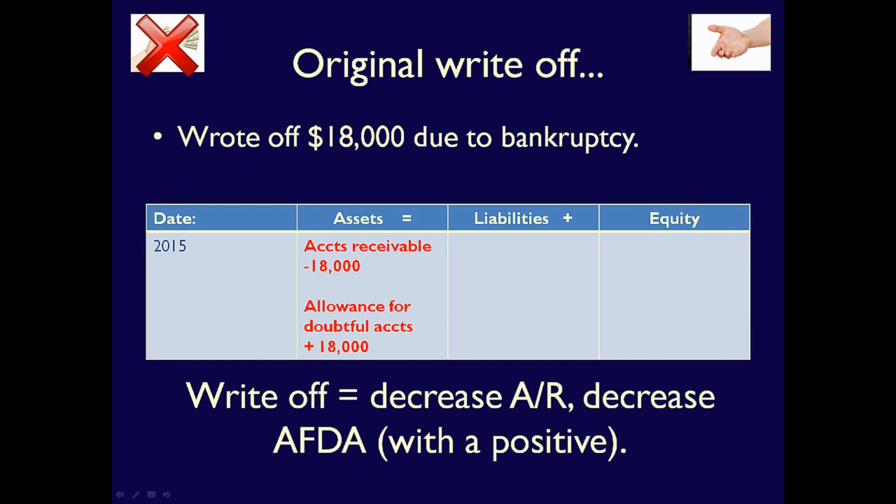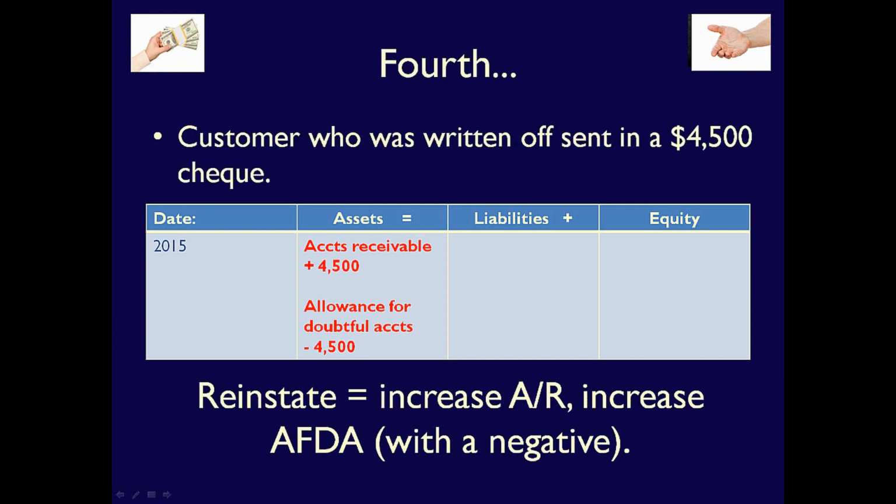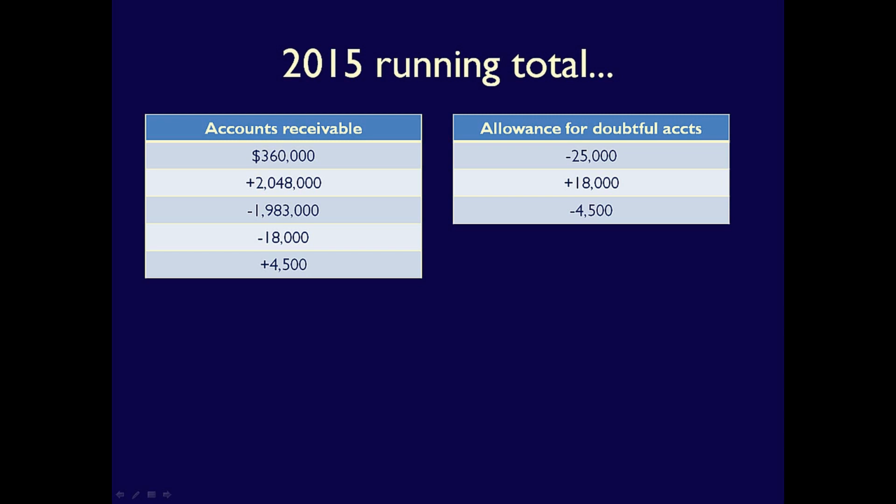So our entry would be a positive to the accounts receivable and a negative to the allowance for doubtful accounts. Now, just to be clear on this, look at our original entry for the write-off. Okay, and now look at the entry for the reinstatement. Notice something? We're reversing the original entry. So when someone who has previously written off gives you a check, look at the original write-off and reverse it. Let's flow that through our running total. Accounts receivable goes up by $4,500 positive, and the allowance goes up by $4,500 negative, because we're increasing a negative number.